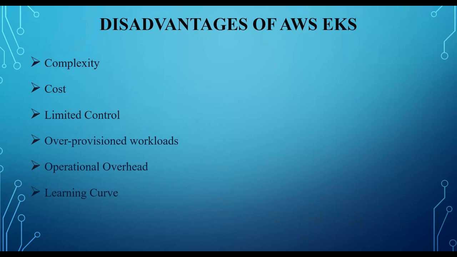The next is over-provisioned workloads. An over-provisioned deployment can waste cluster capacity and cause you to pay for more nodes than you need. The next is operational overhead. You are still responsible for maintaining and operating the worker nodes in your cluster. Next is the learning curve. The learning curve can be steep, particularly for beginners. These are all the disadvantages of AWS Elastic Kubernetes Service.